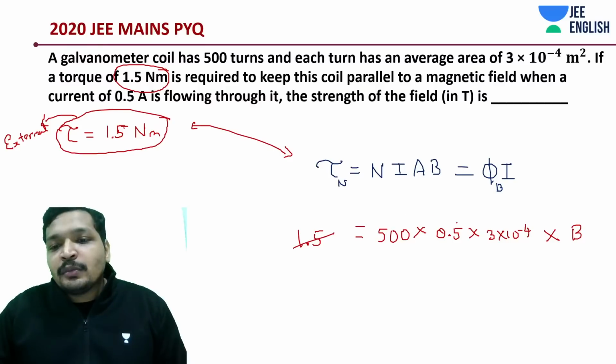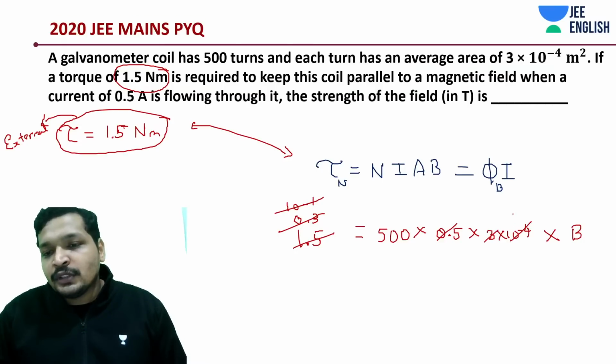The torque is 1.5. This is going to be like how much? 1.5. This 0.3. This is going to be 10 to the power minus 1. I'm eventually going to take out 10 to the power minus 1 from here. So this is going to be 10 to the power minus 3.